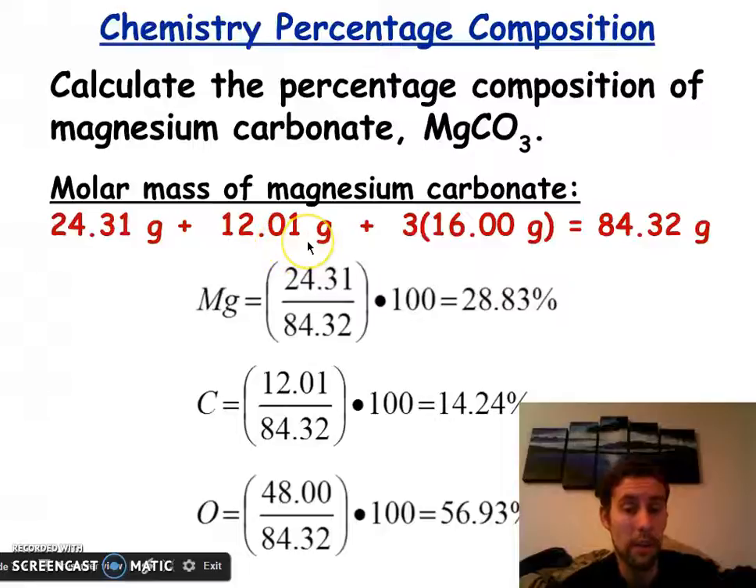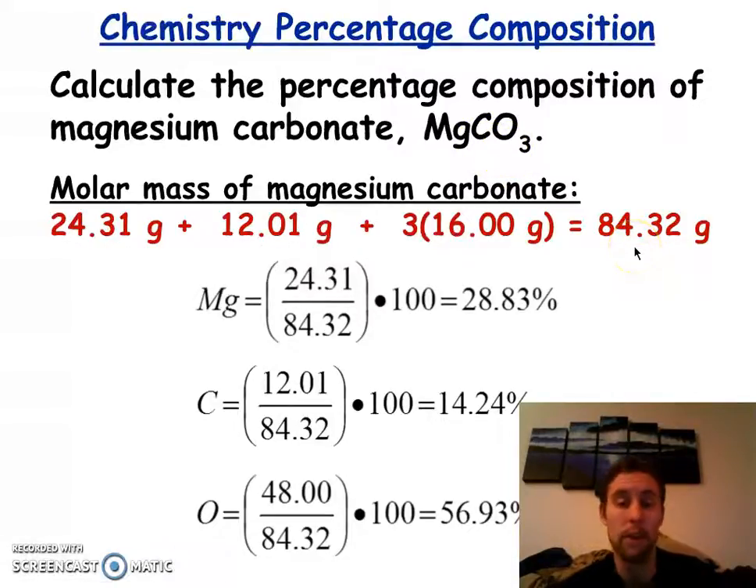12.01 is the mass of carbon from the periodic table. And 16 is oxygen's. We're taking 3 times 16 because we have 3 oxygens in MgCO3. That 3 applies to the O, not to the C, because there's no parentheses. We have a total molar mass of 84.32.